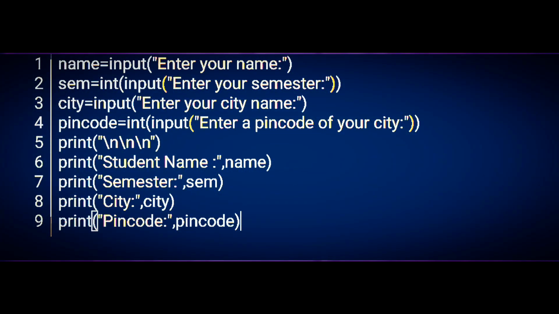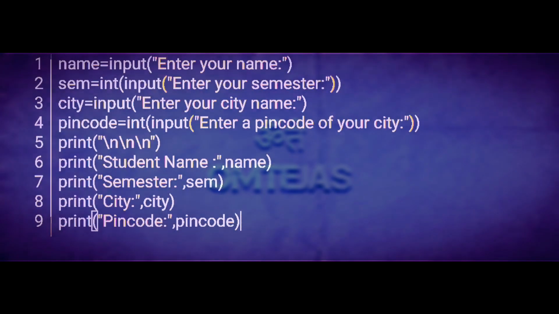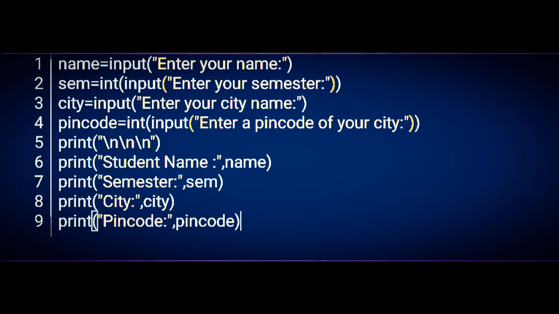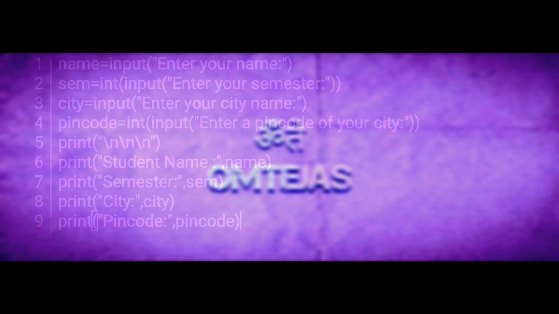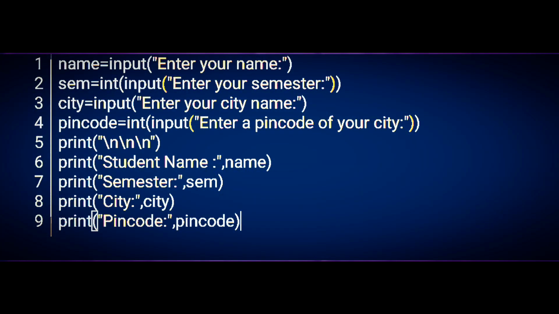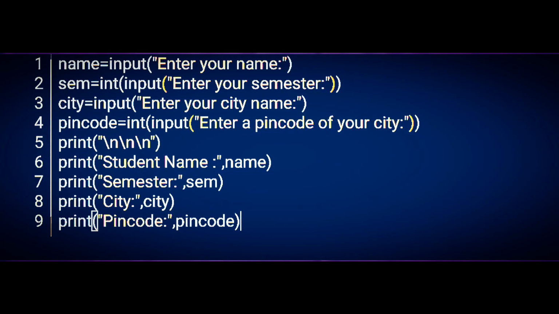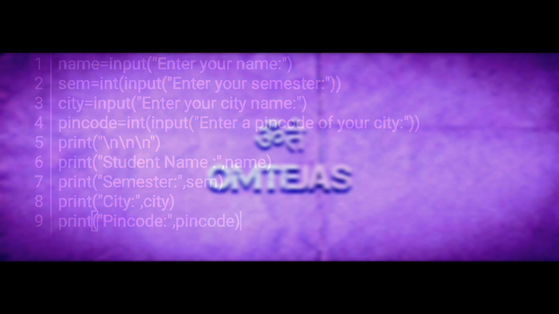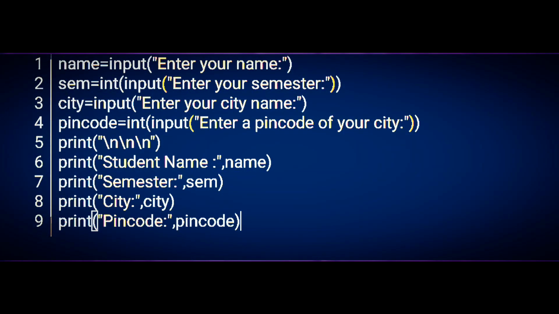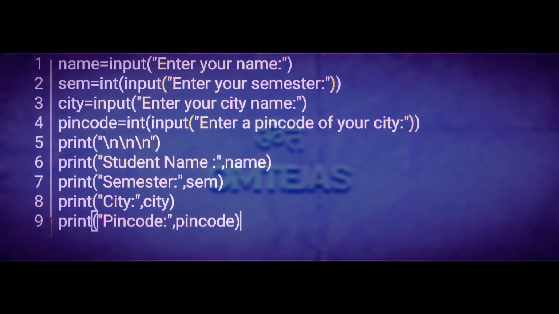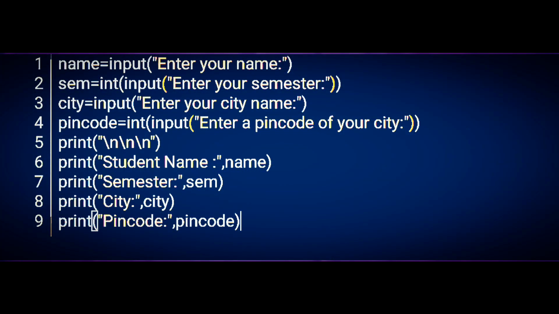Step 2. Storing user input. After the user provides this information, Python stores it in 4 variables: name, sem, city, and PIN code. Variable storage. Each piece of information is stored in a variable for later use in the program. Example. Variable values. For example, name now contains Raj, sem contains 3, city contains Mumbai, and PIN code contains 4001.